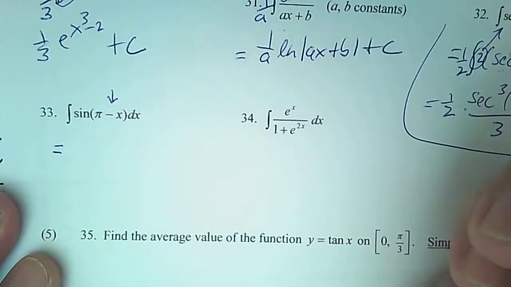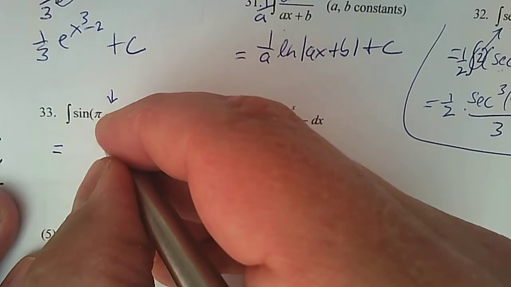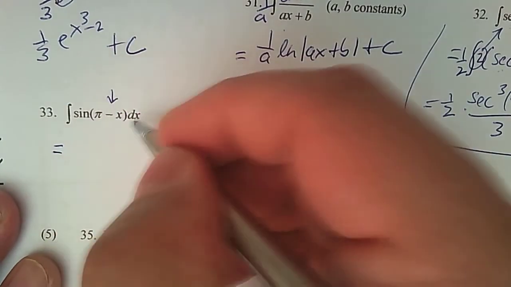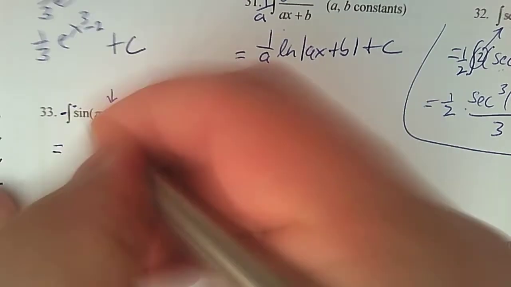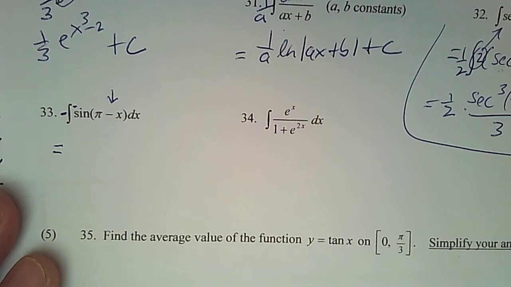So first thing I notice is I want to know what the derivative of pi subtract x is. Pi is a constant, so the derivative of pi is 0. The derivative of negative x is -1, so it needs a negative and then a negative in front. So did you see that to begin with?